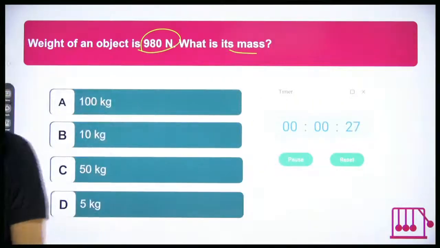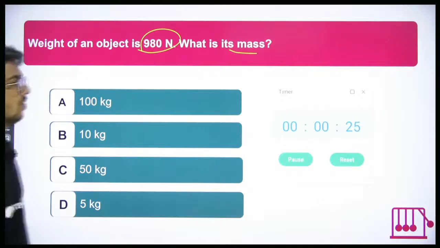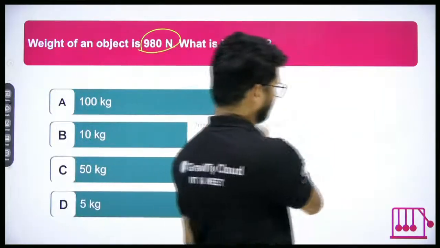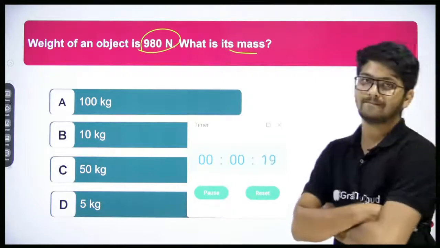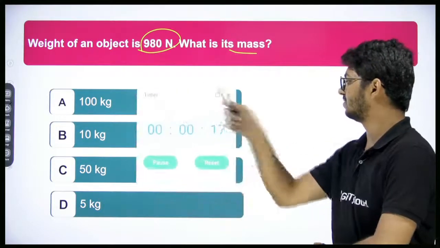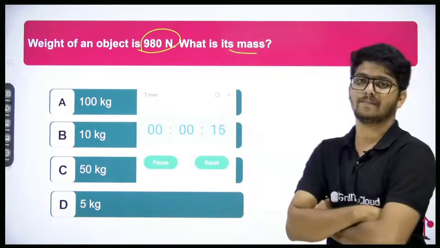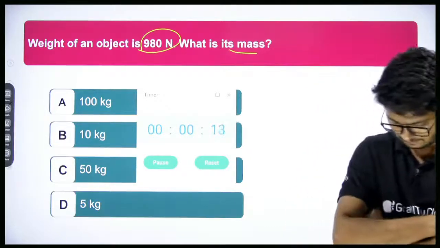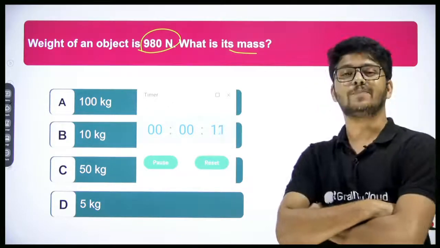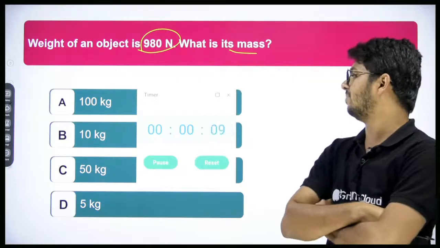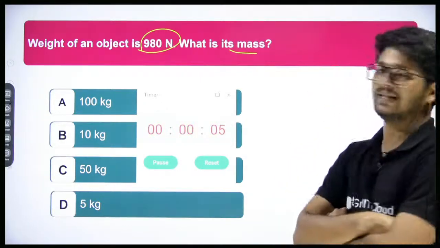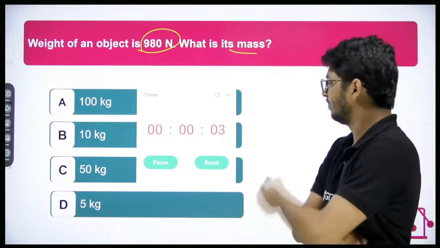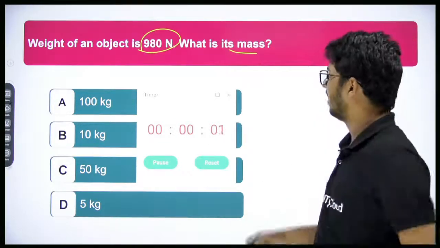The weight is given as 980 Newton. What is its mass? 15 seconds more. There is a simple relation, simple formula between weight and mass. If you use that formula, you'll get the answer. So 3, 2, 1, and the time is up.